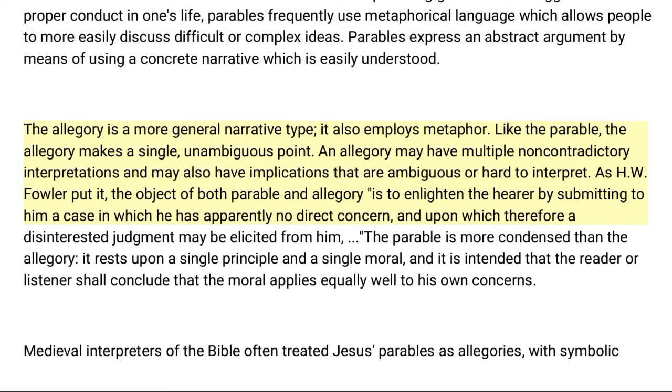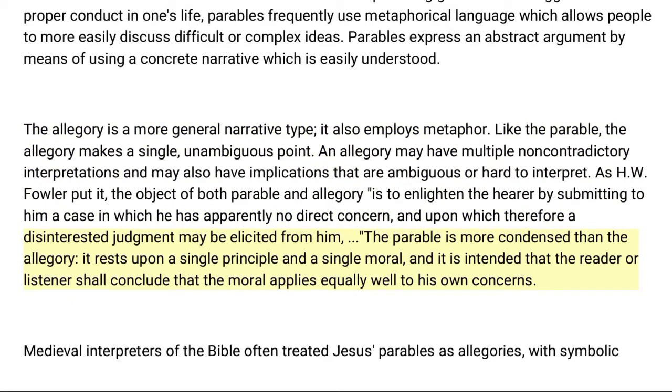As H. W. Fowler put it, the object of both parable and allegory is to enlighten the hearer by submitting to him a case in which he has apparently no direct concern, and upon which therefore a disinterested judgment may be elicited from him.